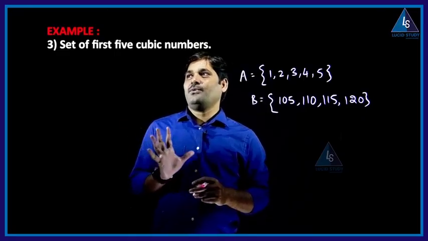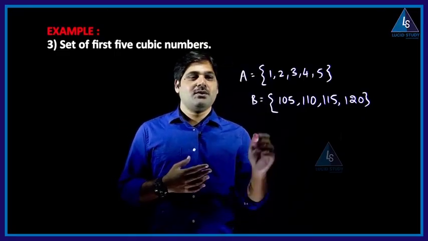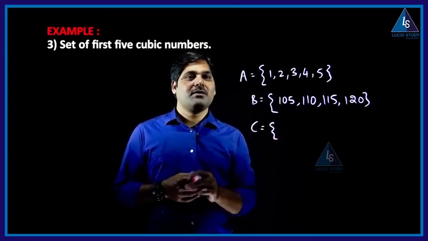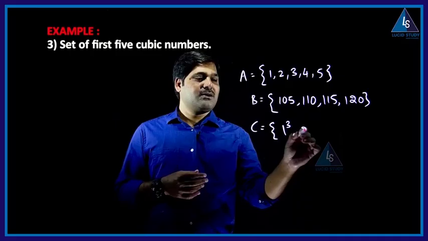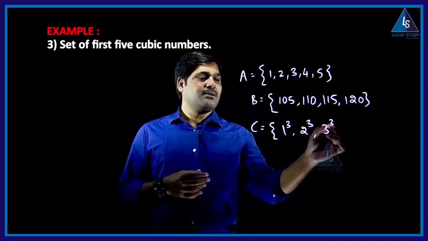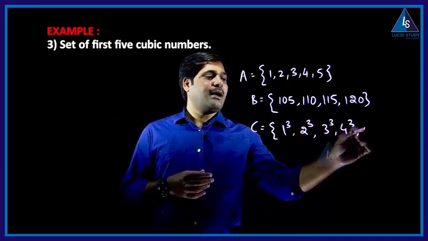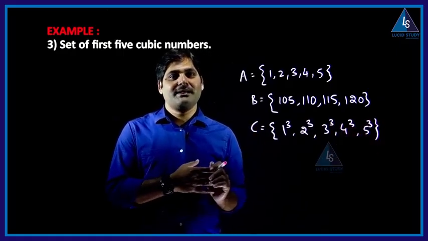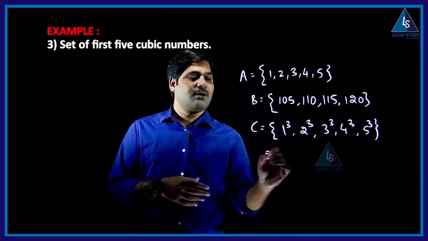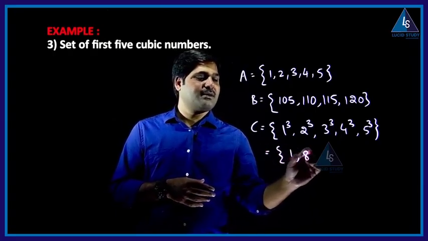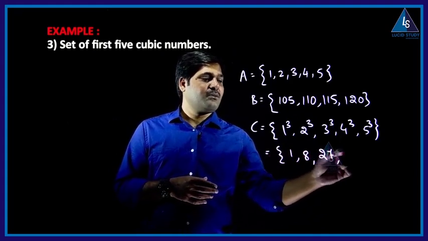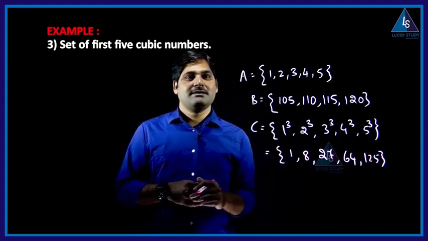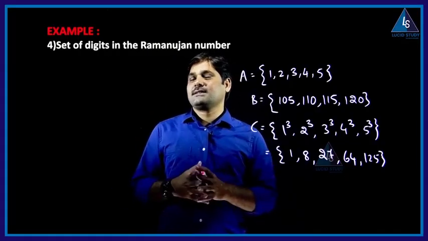Set of 5 cubic numbers. So I will write those. Set of first 5 cubic numbers are, tell me what are those? 1 cube, 2 cube, 3 cube, 4 cube and 5 cube. Even you can write by finding their values also. That is equal to 1, 2 cube is 8, 3 cube is 27, 4 cube is 64 and 5 cube is 125. Right. Next one, see interesting one.